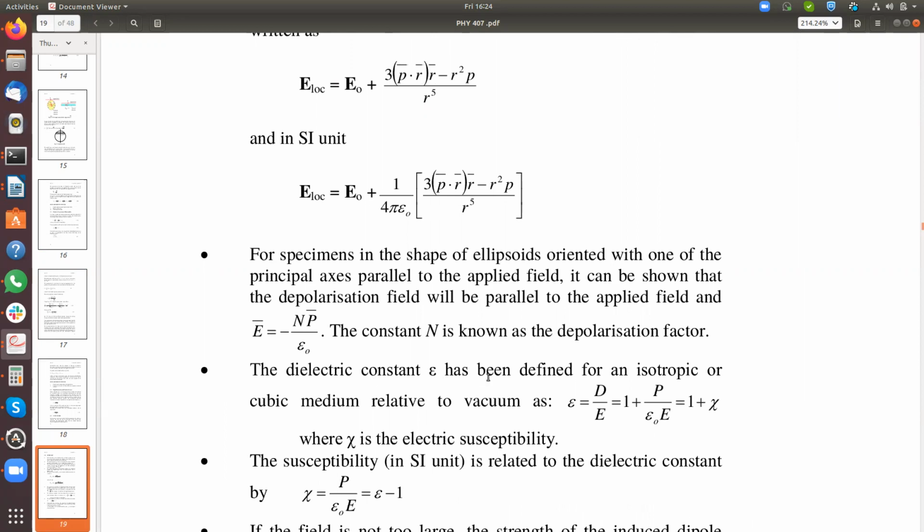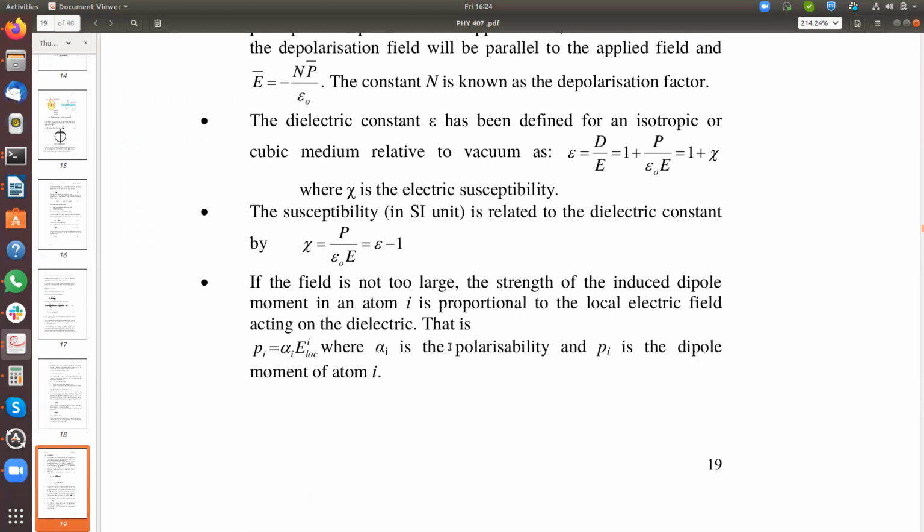The dielectric constant epsilon has been defined for an isotropic or cubic medium relative to vacuum. When you say something is isotropic, it is not direction dependent. So you now have epsilon, which is the displacement over the field, equal to 1 plus chi, and chi is known as the electric susceptibility. Susceptibility is related to the dielectric constant, and it gives us this equation. And the last thing is that if the field is not too large, the strength of the induced dipole moment in an atom i is proportional to the local electric field acting on it. That is, the dipole p i is equal to alpha E local, where alpha is the polarizability and p i is the dipole moment of atom i.